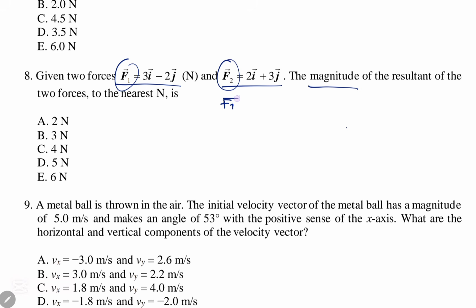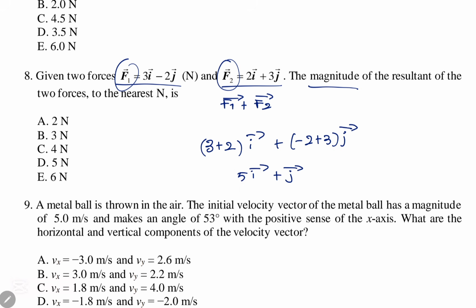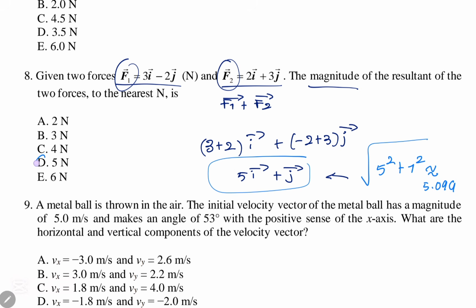So we're going to do F1 vector plus F2 vector, okay? We'll combine them together. So basically, you will get 3 plus 2i plus minus 2 plus 3j. So then you'll get 5i plus j. And now we can do Pythagorean theorem on these two values in order to get the resultant of the two forces. So this would be radical 5 squared plus 1 squared. You will get approximately 5.099. So basically 5 newtons to the nearest newton. So D is the correct answer.